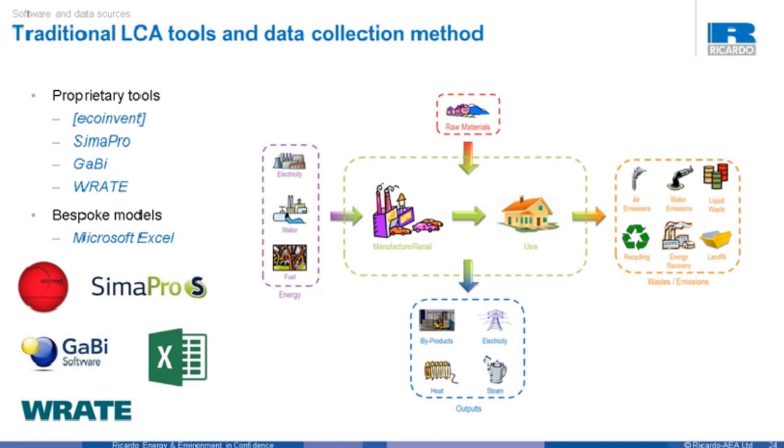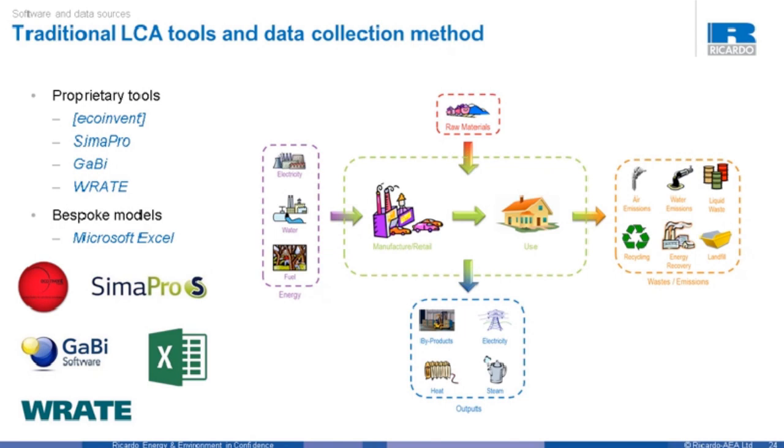Not many processes produce electricity, heat or steam, but in several projects we've had to tackle the question of byproducts and how to allocate impacts across more than one output. There are established means for doing this, however, so it's not been tricky, but it is an extra consideration sometimes.